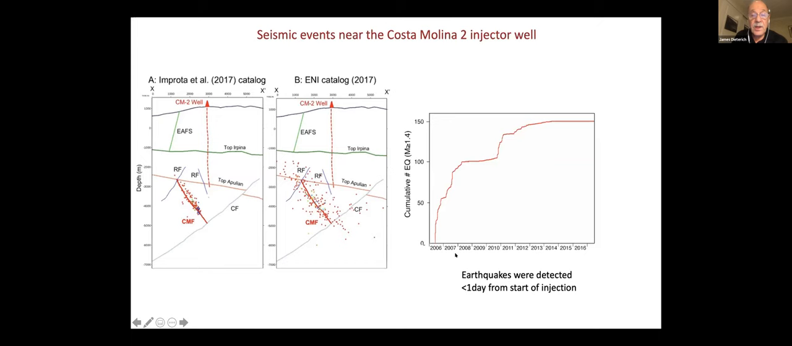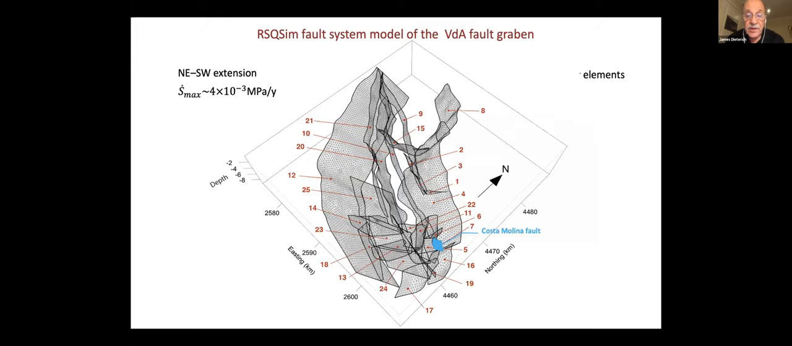And so Keith Richards-Dinger and myself did two things. First of all, we did a study of the faults and the seismicity those faults would produce under normal circumstances, due to just tectonic stressing in the region. And I'll show you some results from that. This is the fault mesh that was generated from a fault model that Shaw generated. And this is the Costa Molina fault that produced all of the induced earthquakes.